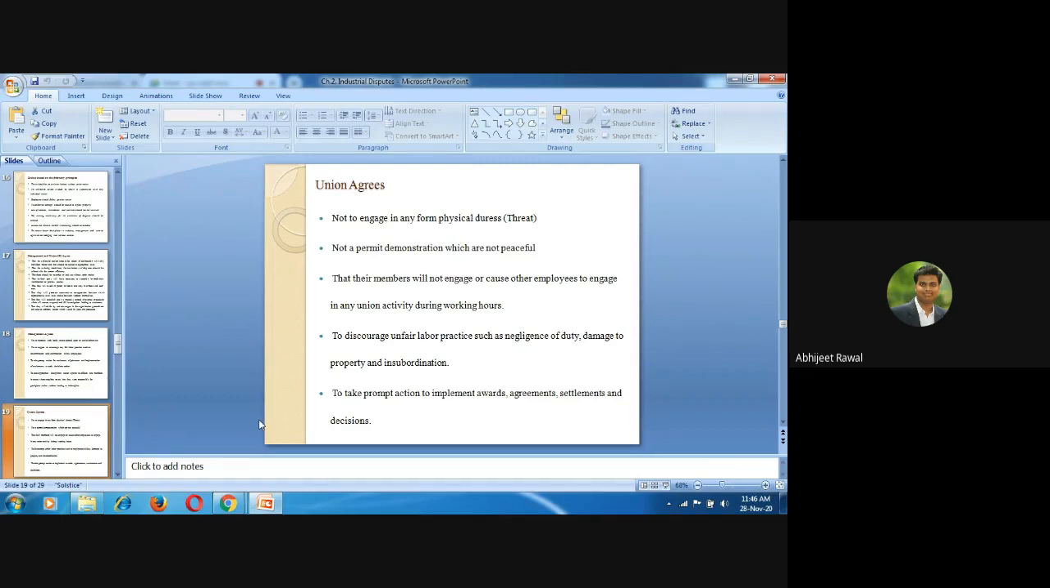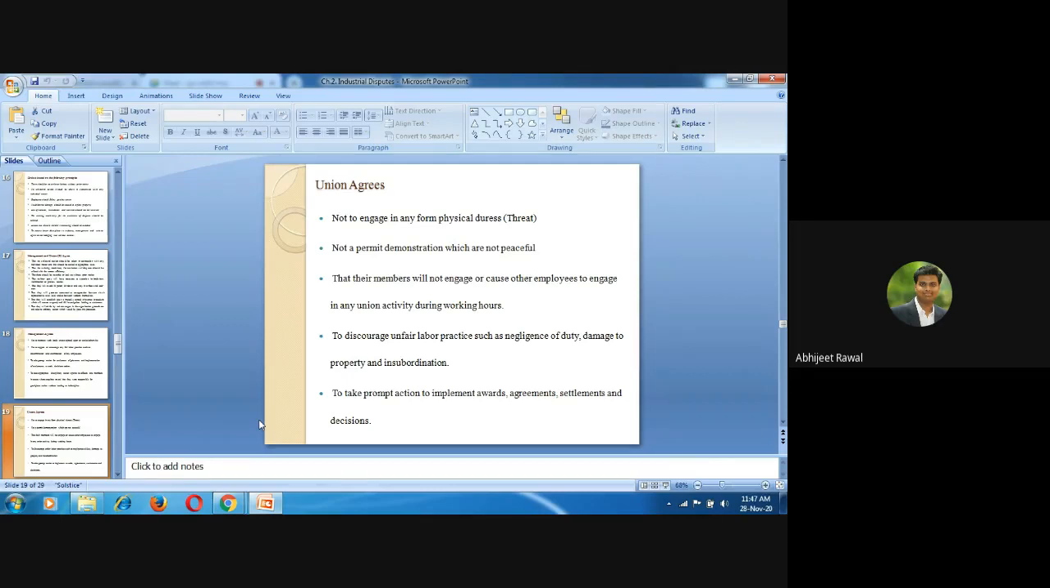Discourage unfair labor practices such as negligence of duty, damage to property. You cannot damage any kind of physical property of your organization. Whatever things are there, you cannot just run around from your duties. Whatever duties are allotted to you, you need to complete your duties.